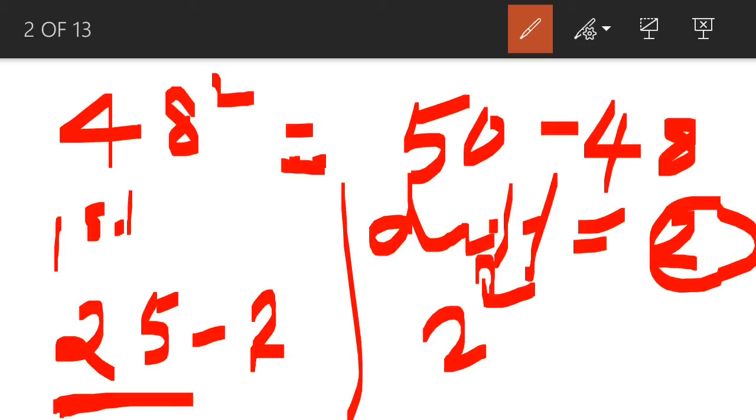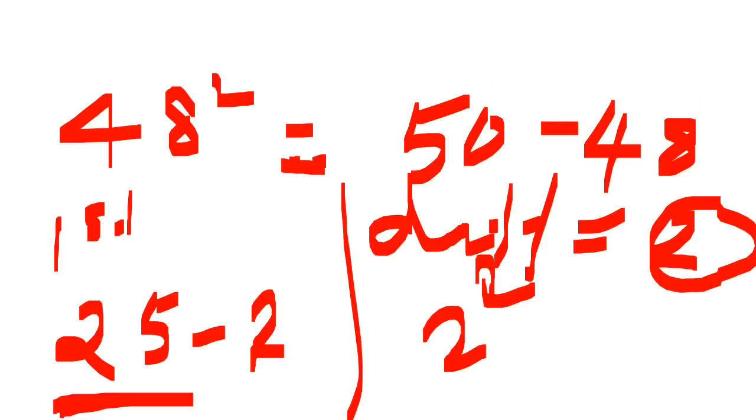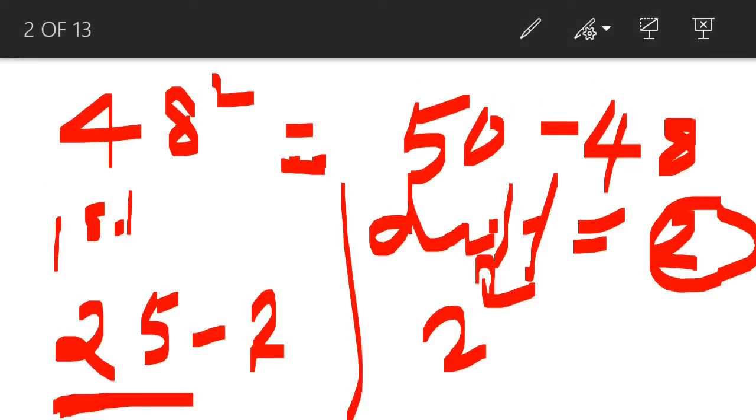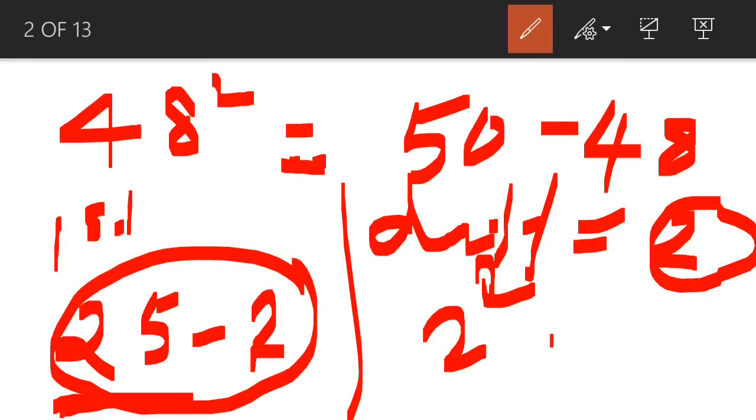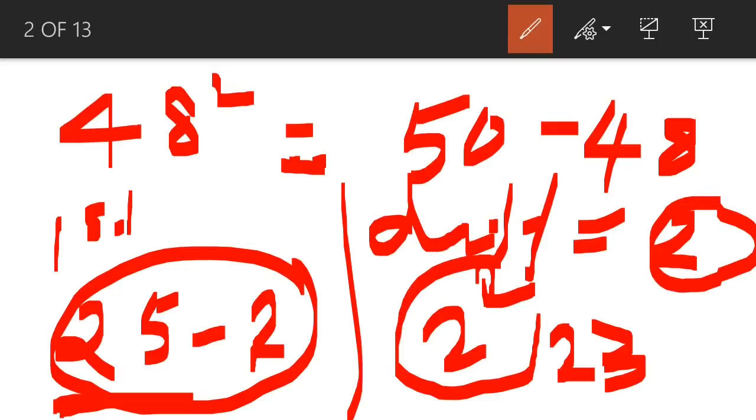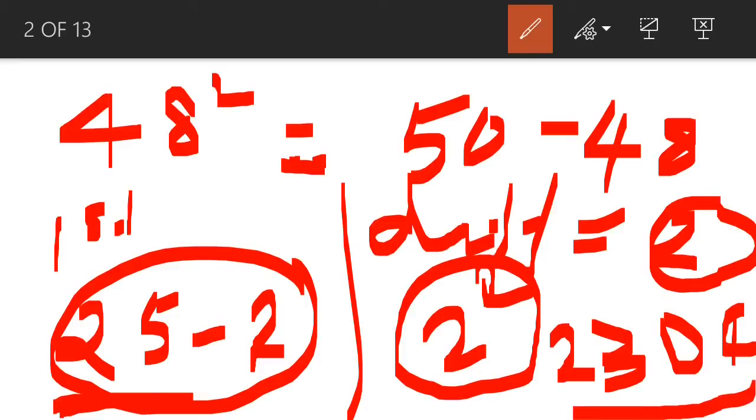So what will you get as the answer? 25 minus 2, you will get 23. Then the second part is 2 square, so 2 square is 4. So 2304 is your answer. Why do I take it as 04? The second part is always a 2 digit number, so it has to be 04.